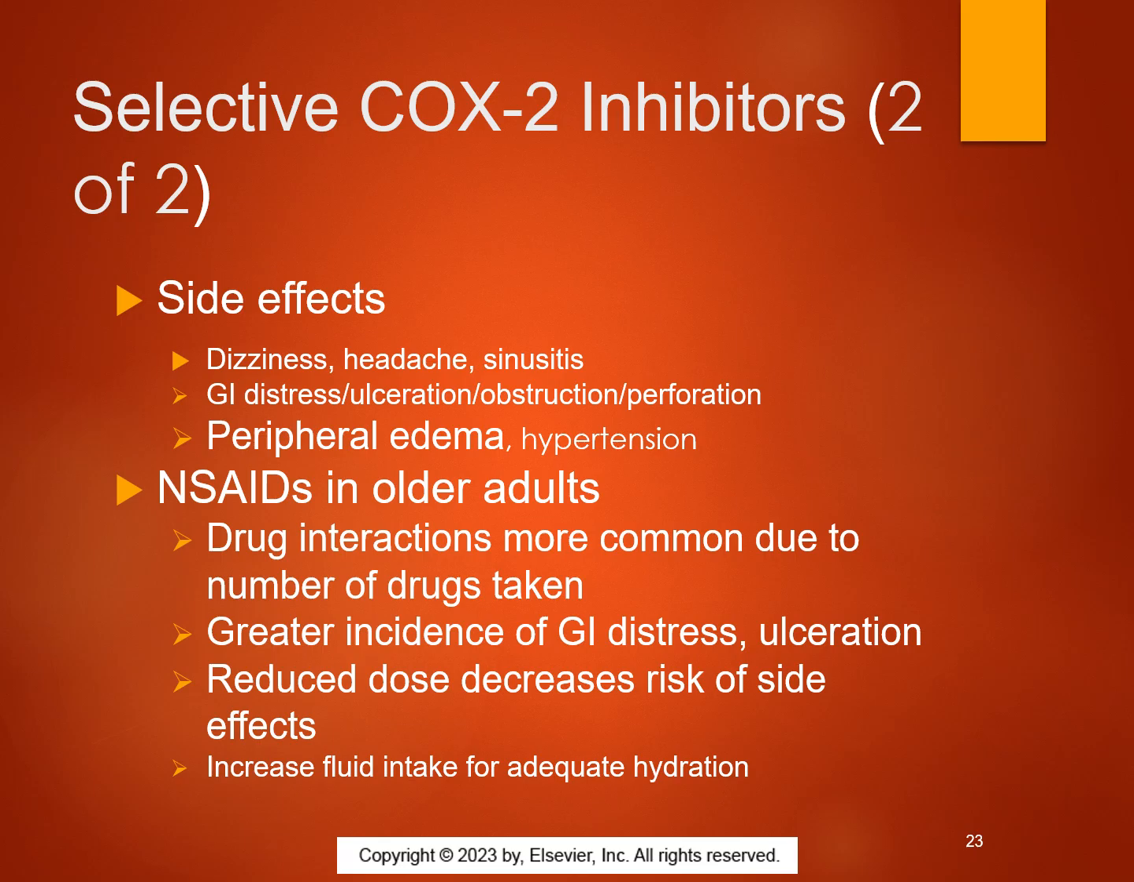And then NSAIDs in older adults: drug interactions are more common due to the number of drugs that they take, so a greater incidence of GI distress and ulceration can occur. Reduced dose decreases the risk of the side effects, however. They need to increase their fluid for adequate hydration as well.